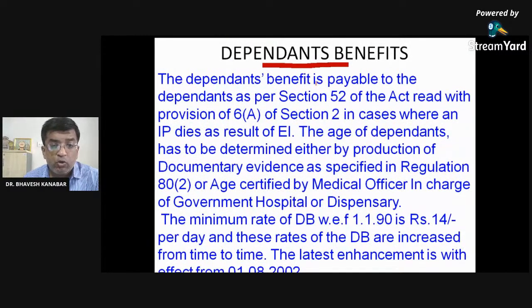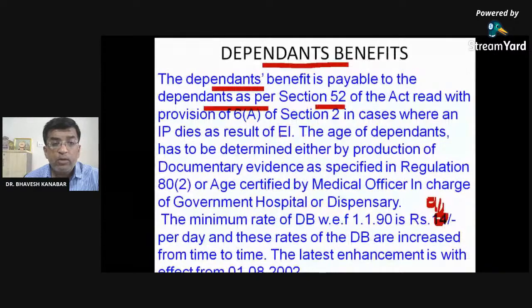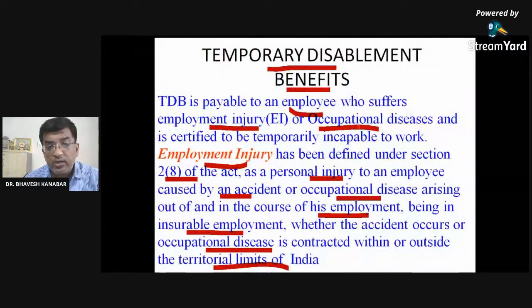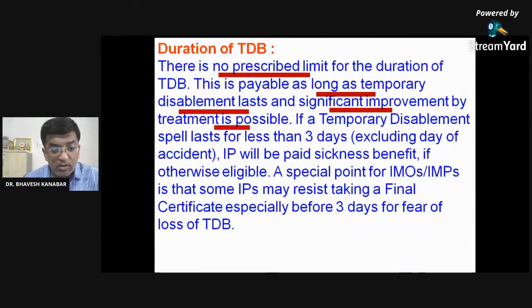Dependent benefit. Under this ESI scheme, the dependent benefit is payable to the dependent person as per section 52 of the Act, right? The minimum rate of dependent benefit is not 14. It has also been revised to somewhere around 90, I think 90 per day. So that was all about the ESI scheme as well as the Factory Act. Okay, summarize. Write down in the chat box which benefits you remember.